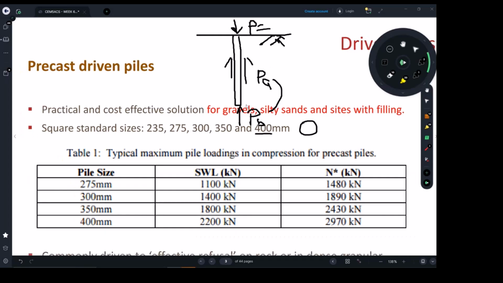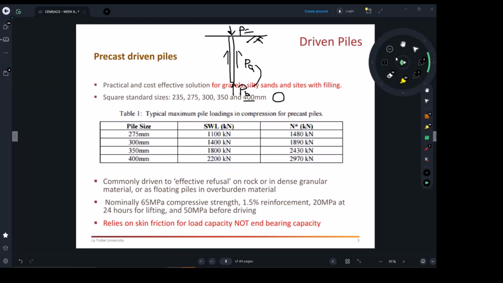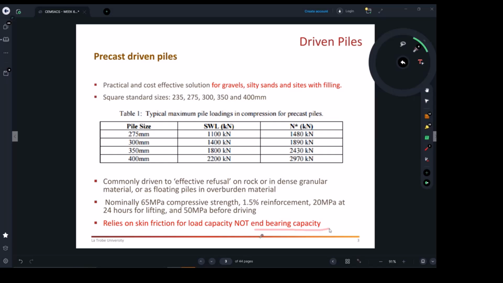So the key message from here is to understand that piles not only resist through end bearing like a typical pad footing, they also resist through skin friction, not end bearing capacity only. Like a pad footing, as you all know or studied, we don't use the skin friction because it's only about 0.5 meter deep, but the bearing is usually used in pads.